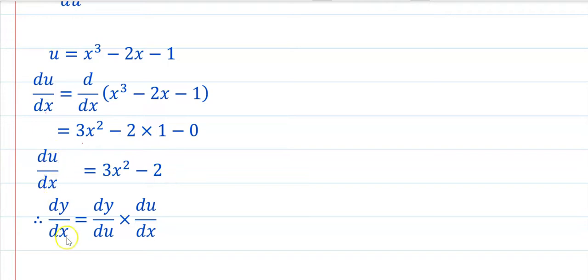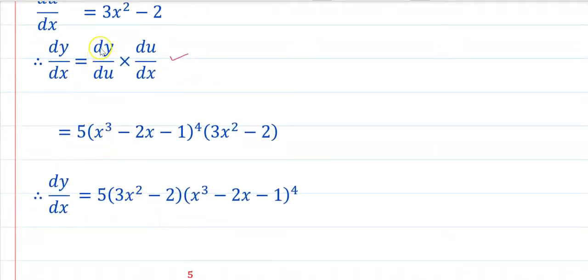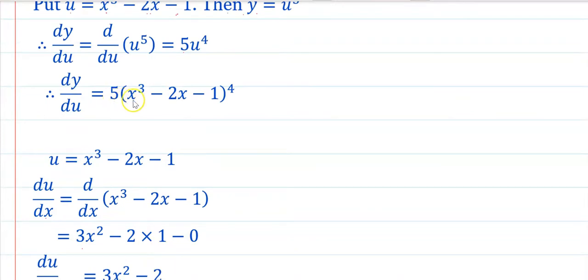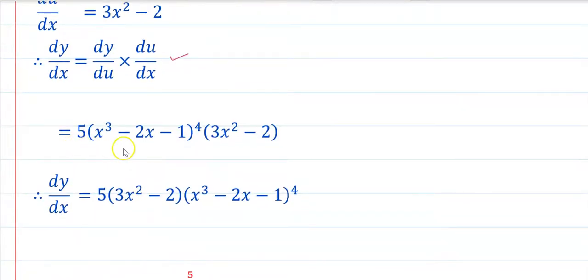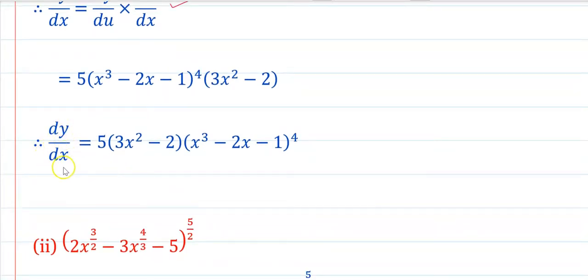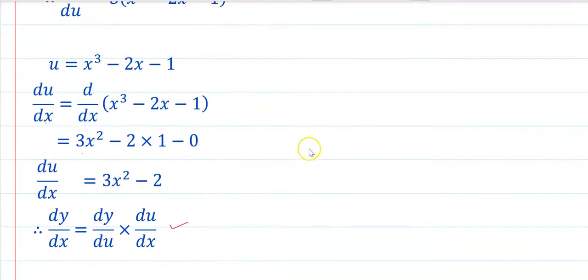This is the du by dx, and hence we know the chain rule. What is that? Dy by dx is equal to dy by du into du by dx. Substitute the values. Then, what is the dy by du? Here is dy by du. What is that? 5 in bracket x cube minus 2x minus 1 bracket raised to 4. And what is the du by dx? 3x square minus 2. This is 3x square minus 2. And hence, dy by dx is equal to 5 in bracket 3x square minus 2 into x cube minus 2x minus 1 raised to 4. This is the answer. Okay. बघू शकता तुम्ही पुन्हा.